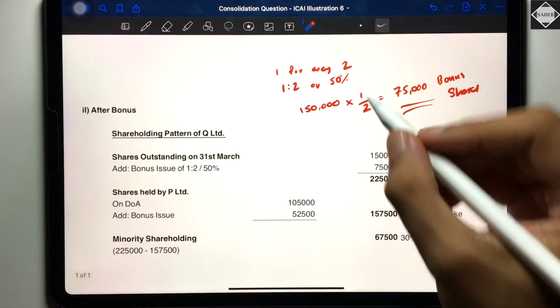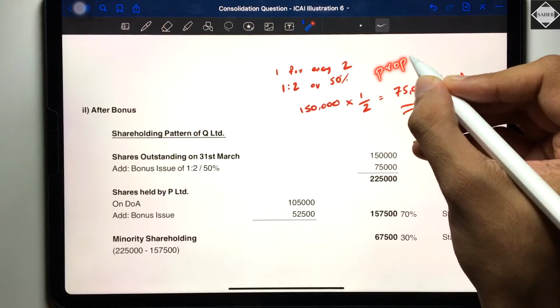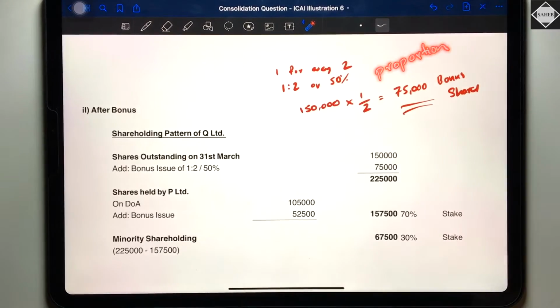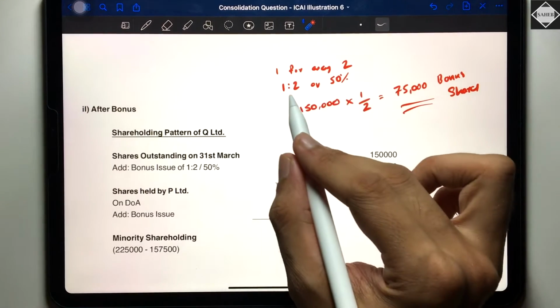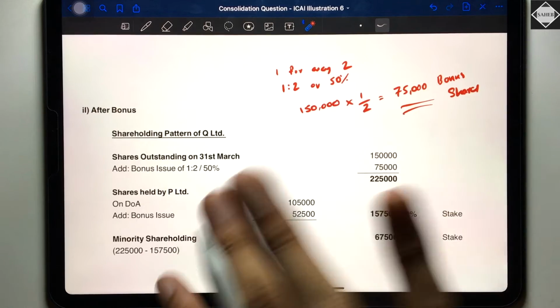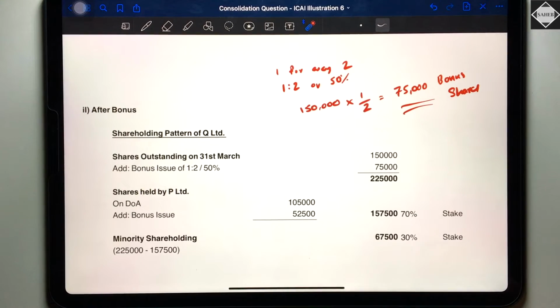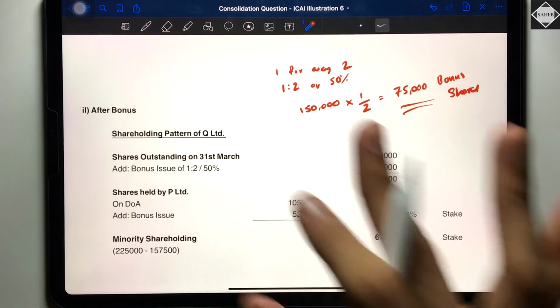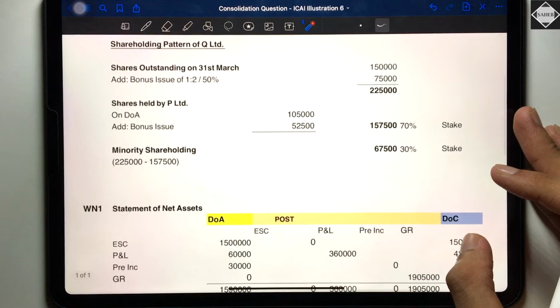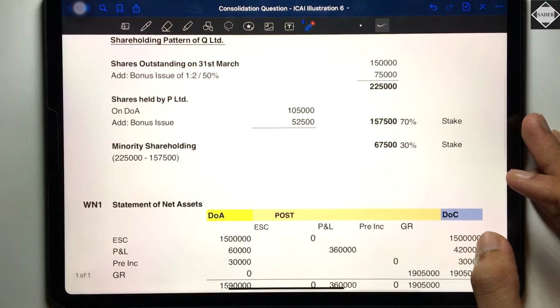Why is that so? Because bonus is given out in proportion. It's not given out randomly. There will be proper proportion, 1:2, 1:5, 1:10, like that. You all know that, right? So that was the shareholding pattern of subsidiary. You understood. Now let's start with the first working note, statement of net asset.